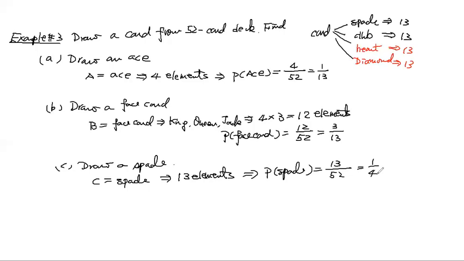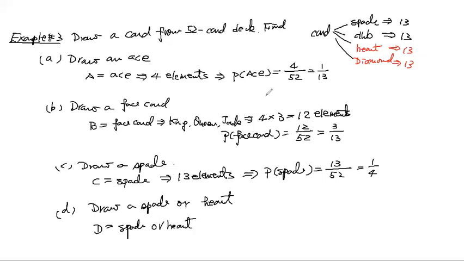Okay, and then the last one here. This one is drawing a spade or heart. So the event D is a spade or heart. Remember from the previous, we said that as soon as you see the word or, that means you combine. So I'm combining the spade and the heart.